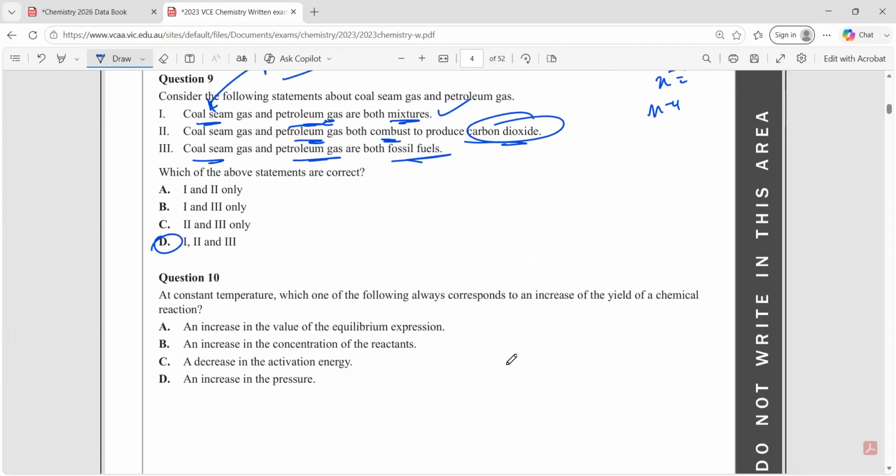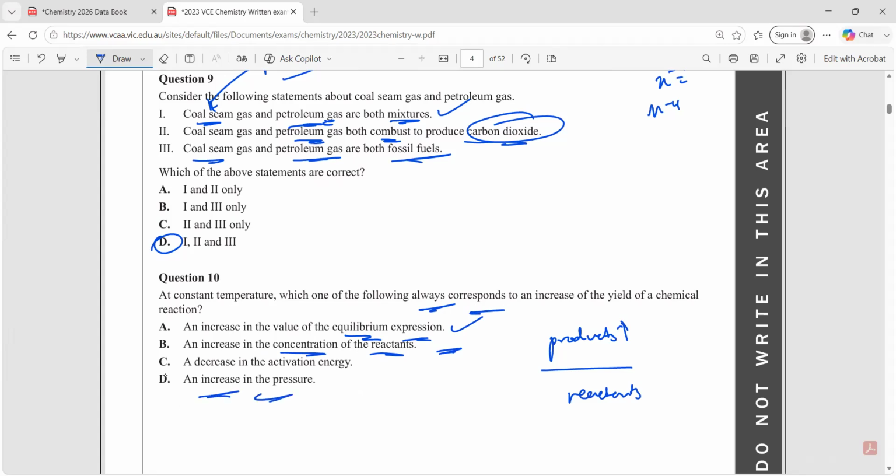Which one of the following always corresponds to the increase in the yield of a chemical reaction? An increase in the value of the equilibrium expression? So if you increase the value of the equilibrium expression, then the products are basically going up and our reactants are going down. So I'm pretty happy with that. An increase in the concentration of the reactants, does it? An increase in the pressure.